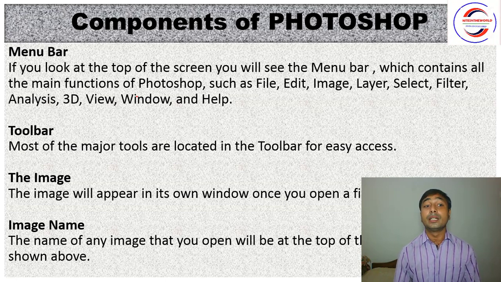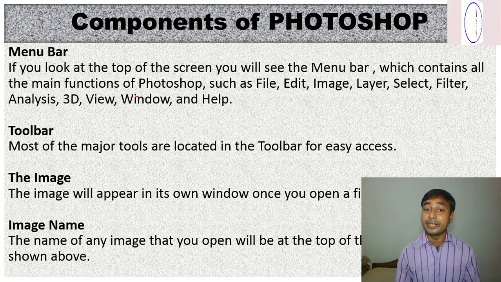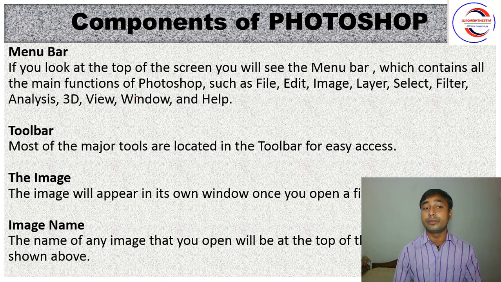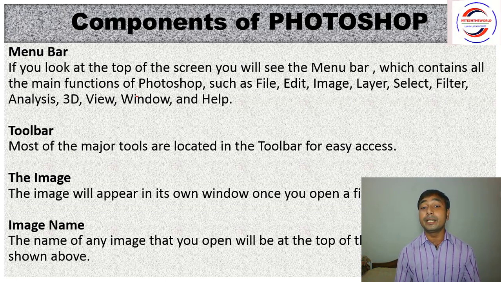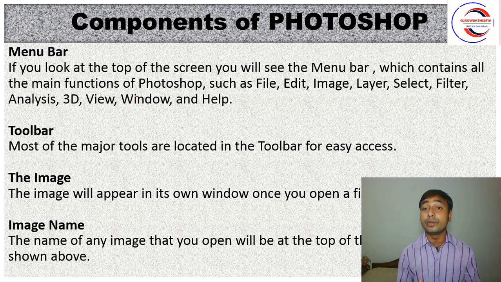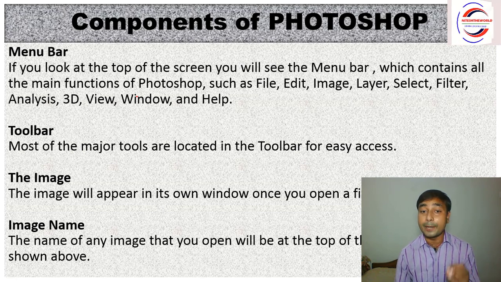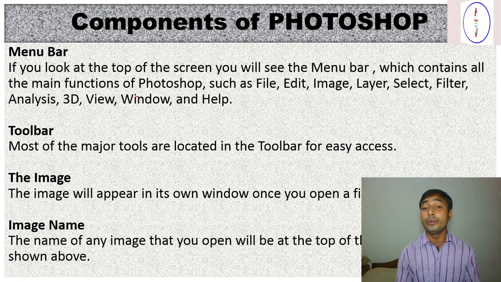As I told you, the third one is called the image. It is the image in which we will have to do the manipulation work. It will work as a work area where we will have to perform our task. That image will appear in your window.